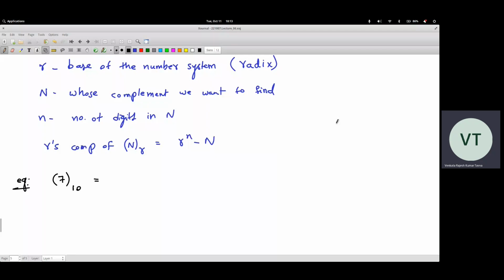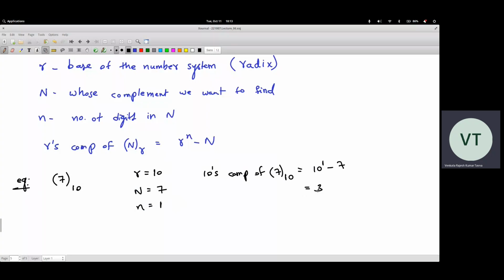Okay. So we will see. So if 7 is in base 10, 7's complement. First of all, what is R here? 10. What is capital N? 7. Small n? 1. So now 10's complement of 7 in base 10 is 10 power 1 minus 7. That is 3.